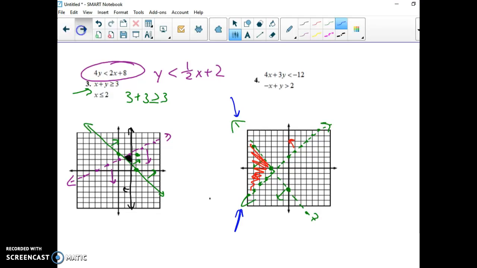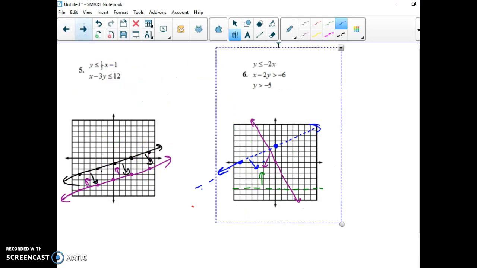where our solution is. In 5, you can notice that both of these lines are parallel and they are both shading towards each other, so their overlap is the solution to this system because that's where both have valid solutions.